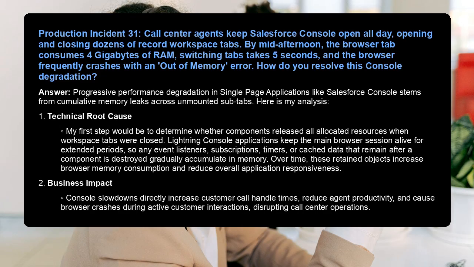Production Incident 31. Call center agents keep the Salesforce console open all day, opening and closing dozens of record workspace tabs. By mid-afternoon, the browser tab consumes 4 GB of RAM. Switching tabs takes 5 seconds, and the browser frequently crashes with an out-of-memory error. How do you resolve this console degradation? Answer: progressive performance degradation in single-page applications like the Salesforce console stems from cumulative memory leaks across unmounted sub-tabs.